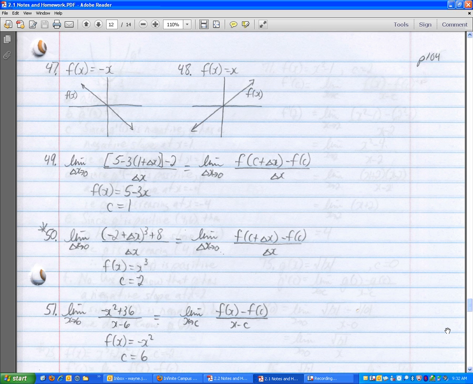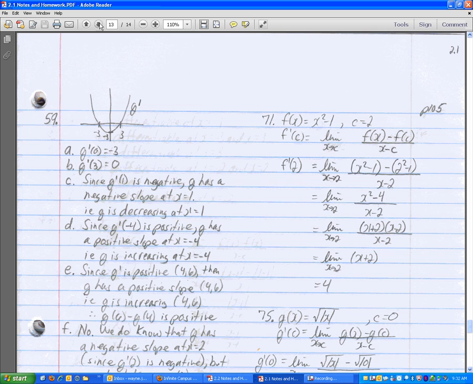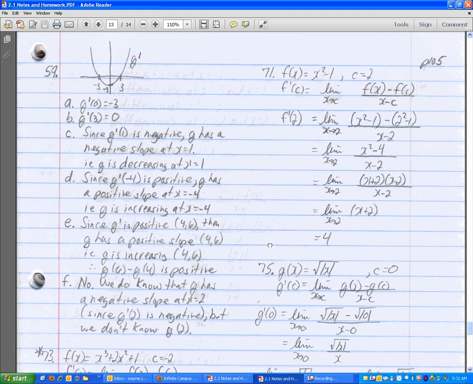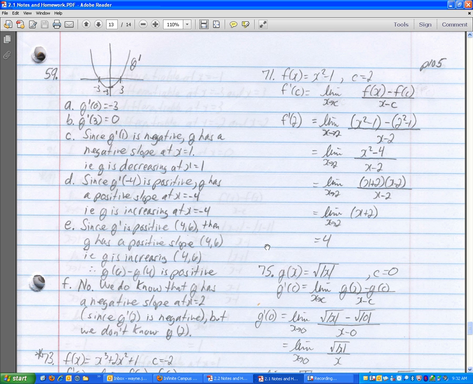Anything else from 2.1 or 2.2? 59. Ooh. All right, let's take a look at this one.